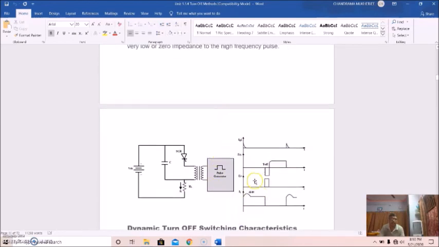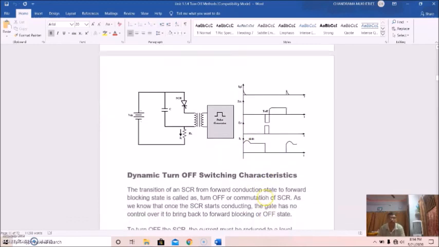So this is the circuit, and this is the waveform in general. This is your gate pulse form. This is, say, the thyristor voltage, the primary voltage which is supplied by the pulse transformer, and this is the thyristor current. So that's all about this.